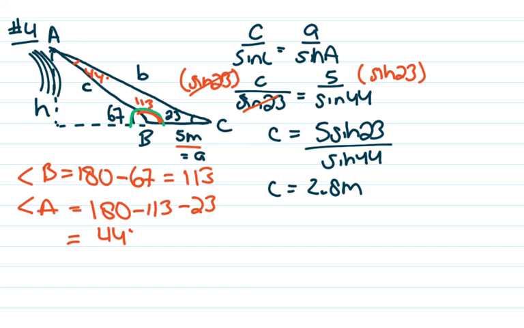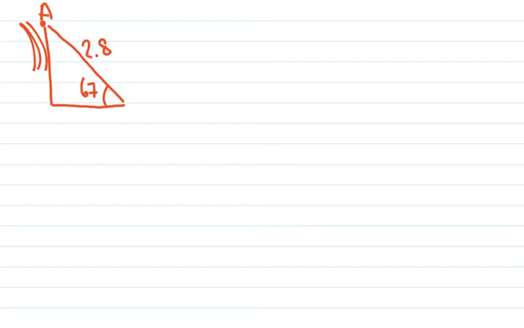Okay, so now I'm going to take this triangle here and redraw it on the next page. So I have my waterfall. This is point A. This is 67 degrees. Side C we said was 2.8. And we'll call this the height. Oh, sorry, that was angle B here.